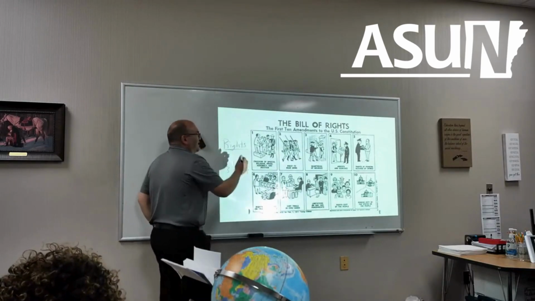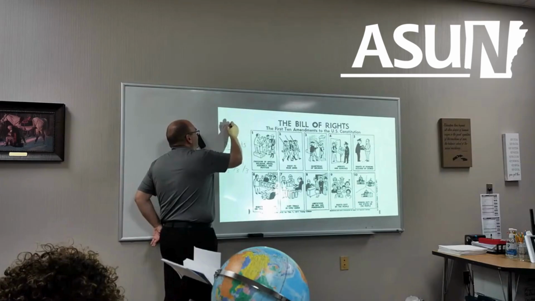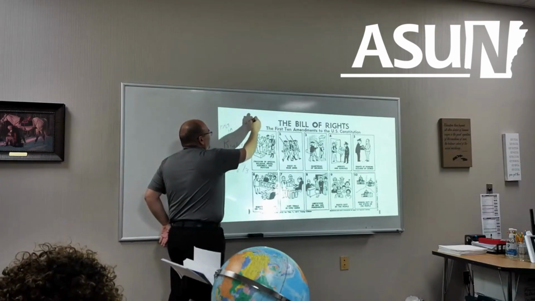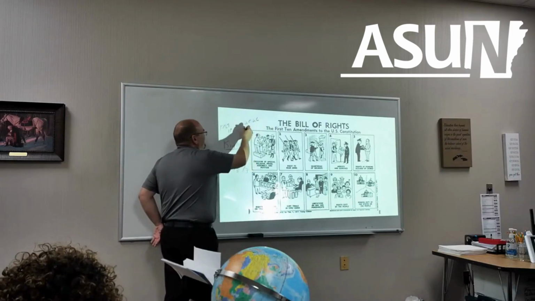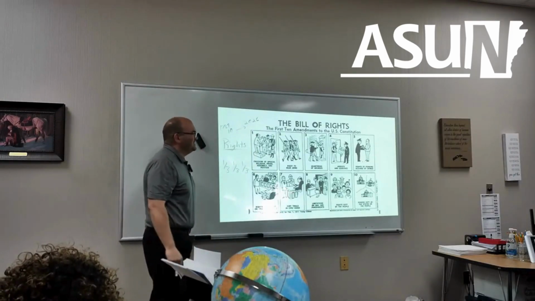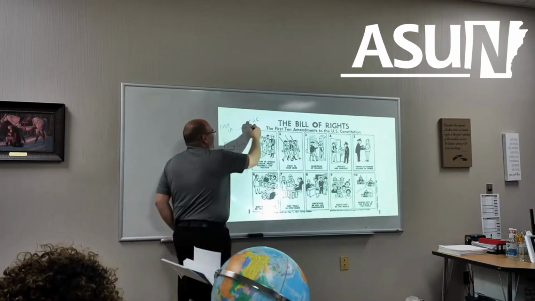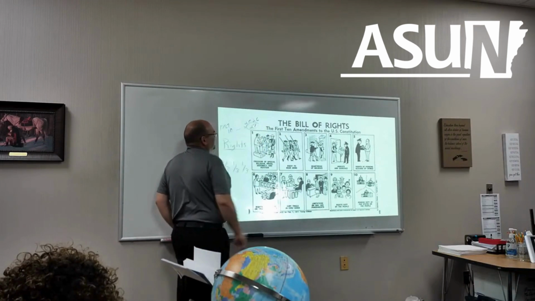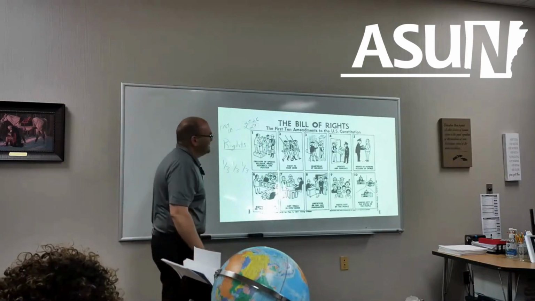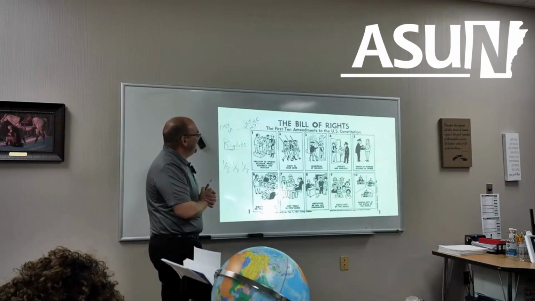Anybody know how many total amendments there are now? So in 1789 there was 10. In 2026, anybody know how many times we've added to or taken away from the Constitution since then? 17 times. So as of right now, there are 27 amendments to the U.S. Constitution.